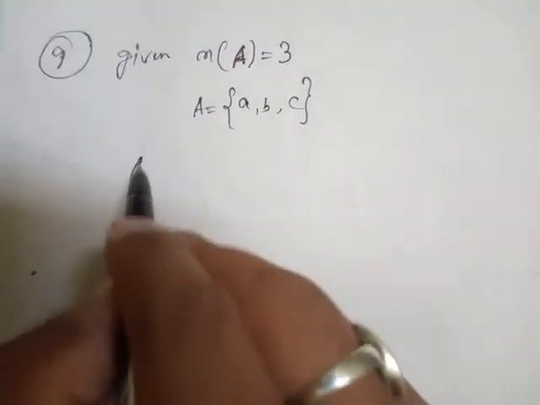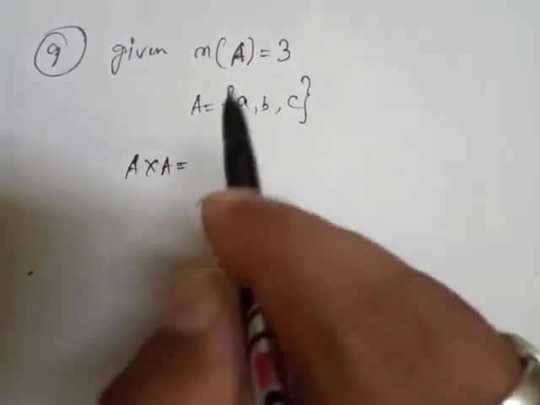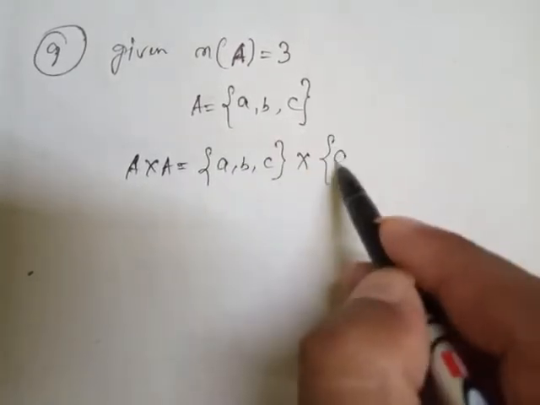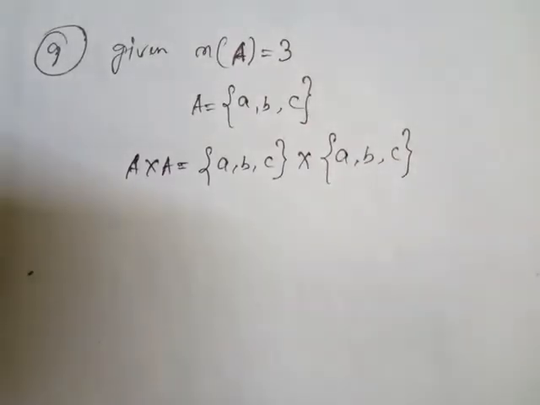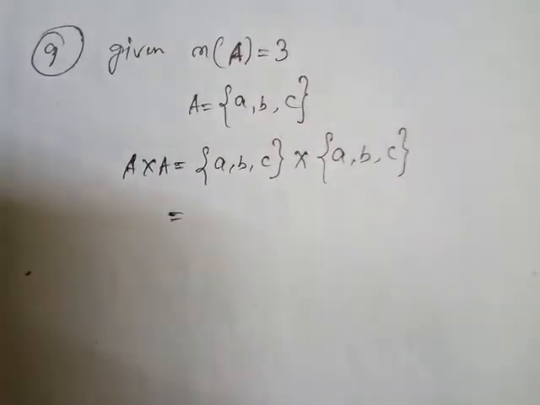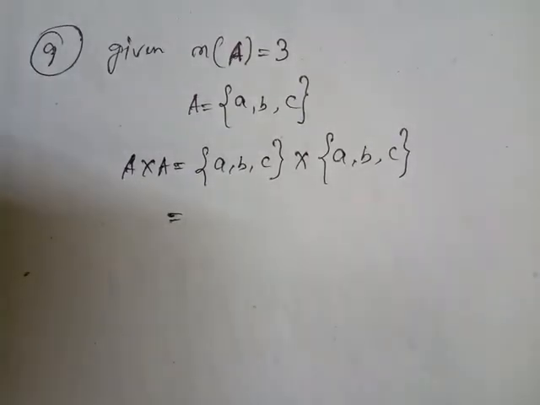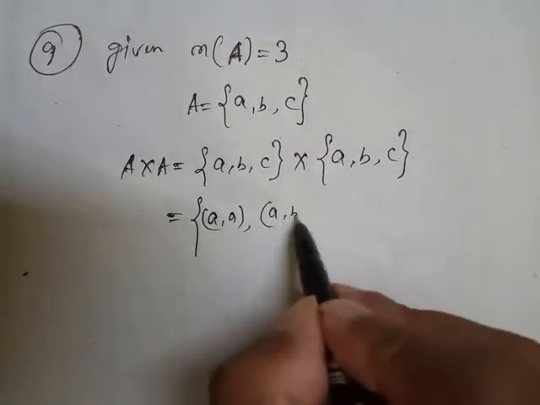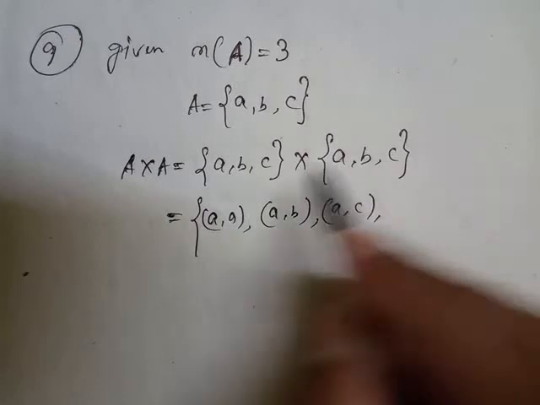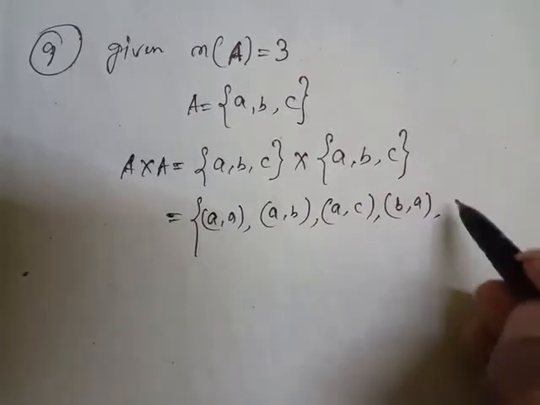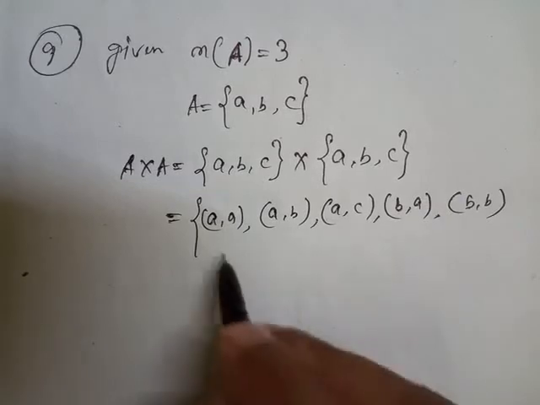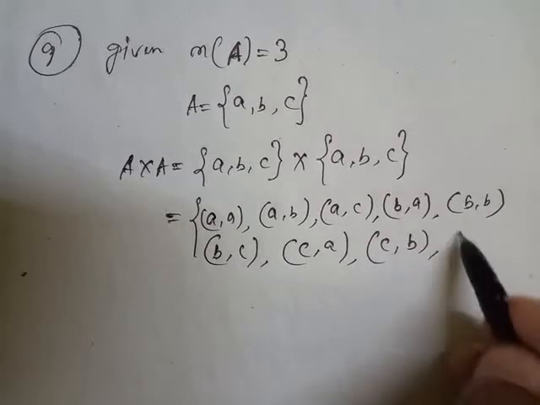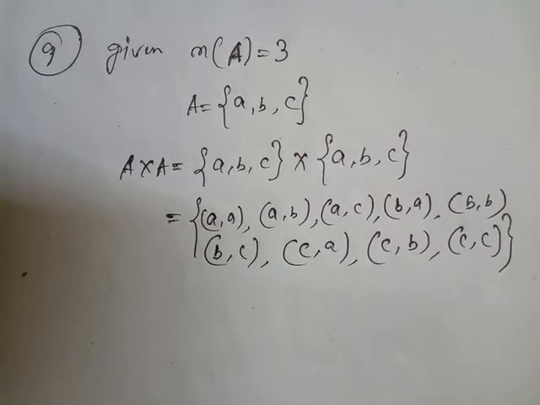Now we have to find A × A here. So we write A = {a, b, c} and again {a, b, c}. Now look how to solve this one: (a, a), (a, b), (a, c), (b, a), (b, b), (b, c), (c, a), (c, b), (c, c). This is the answer for A × A here.